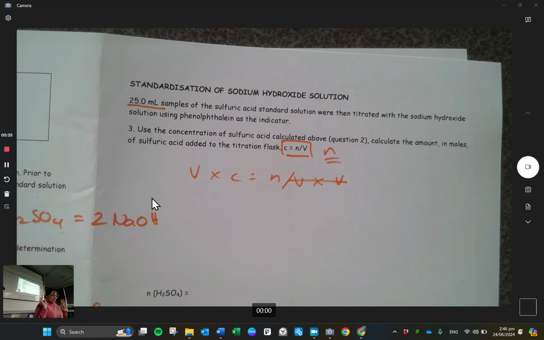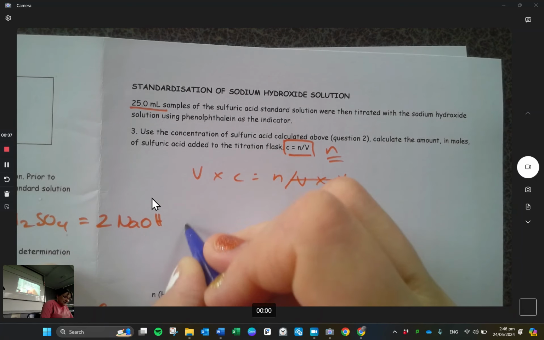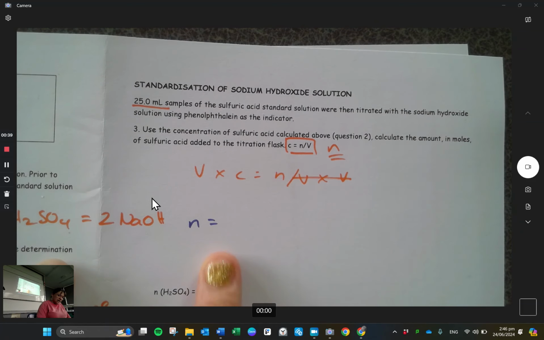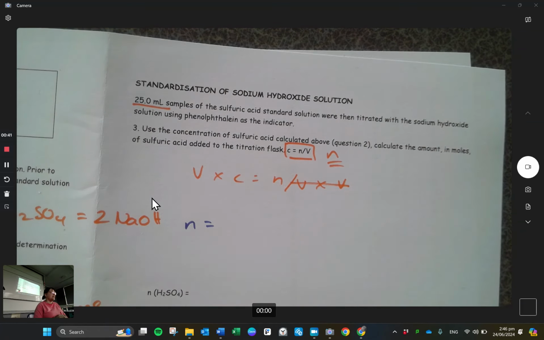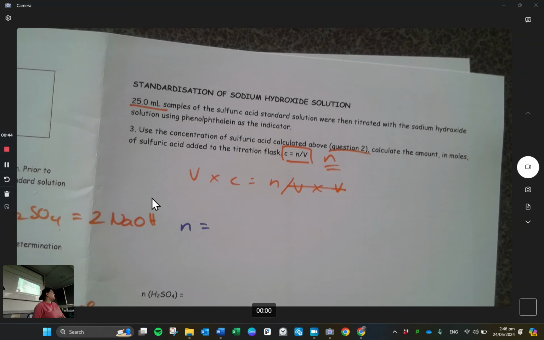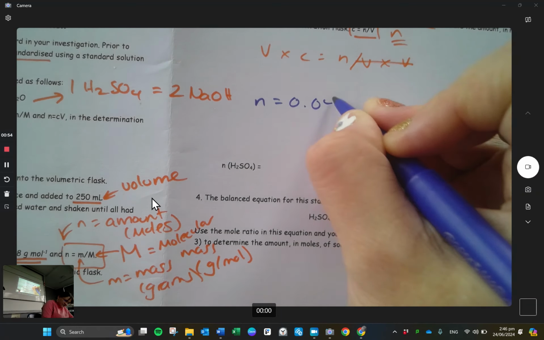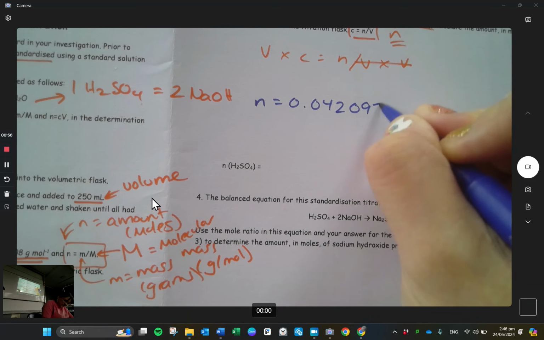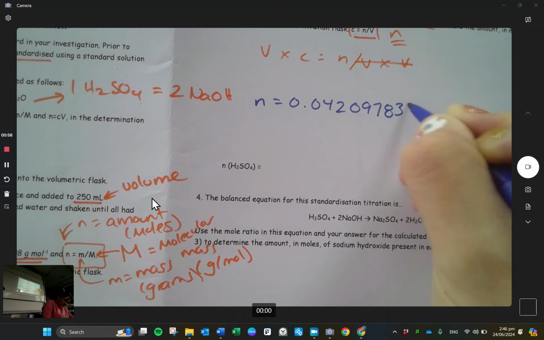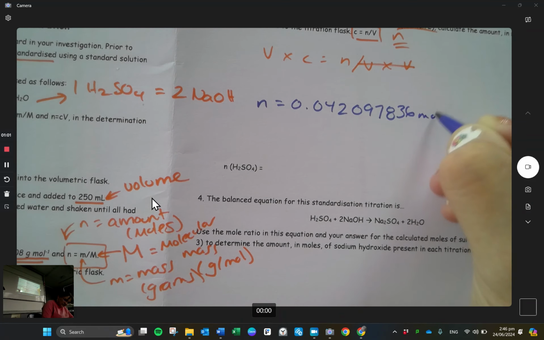All right. Let's plug in the numbers then. So n is equal to my concentration, which I have gotten from question 2, and it even says on the question, hint, this is the answer for question 2. So it snowballs. If you make one mistake, it snowballs. So let's not make any mistakes. All right, so I'm using that number here. That's the 0.042097836, and that's moles per liter.